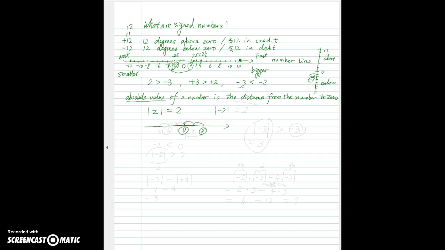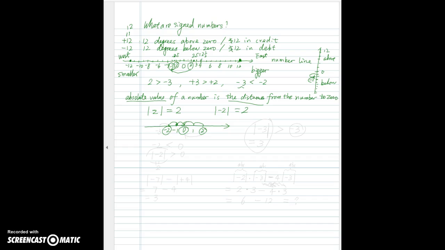We can also do the absolute value of negative 2. And negative 2 is on the left side of 0. And we can count the distance from negative 2 to 0 is also 1, 2. That's exactly 2. Because the distance always is positive or 0, you don't get negative answers. So absolute value of 2 is 2, absolute value of negative 2 is also 2.